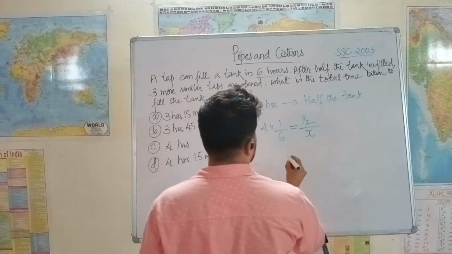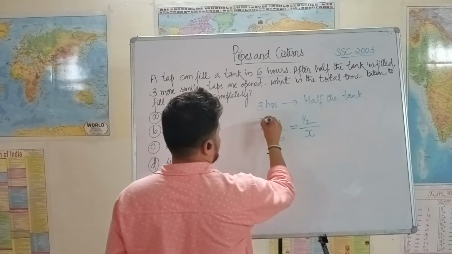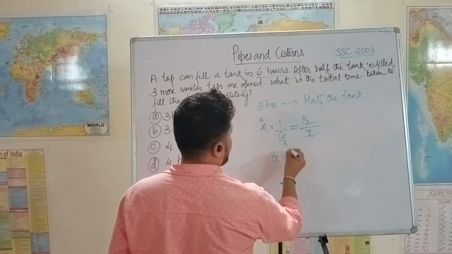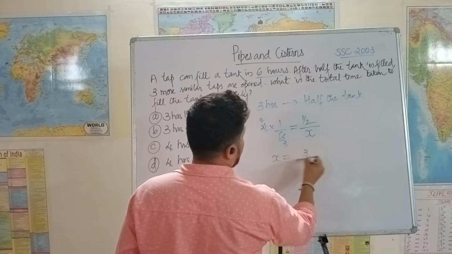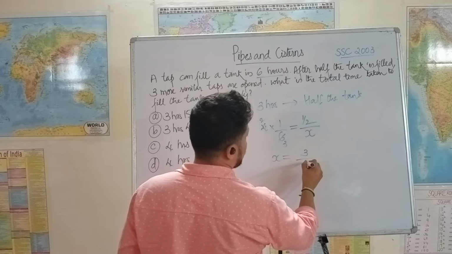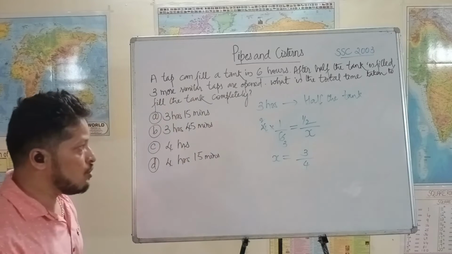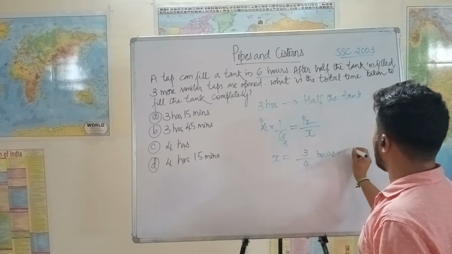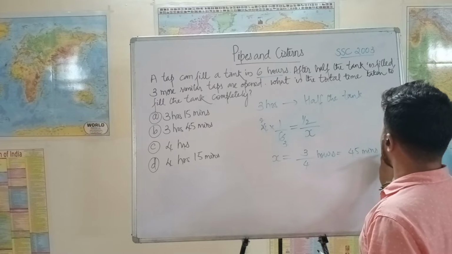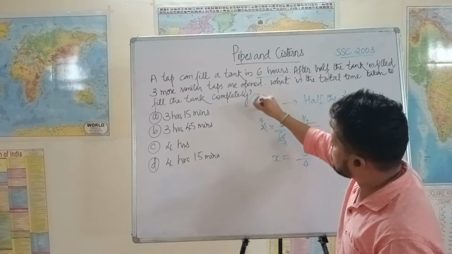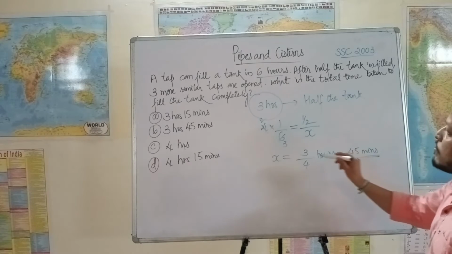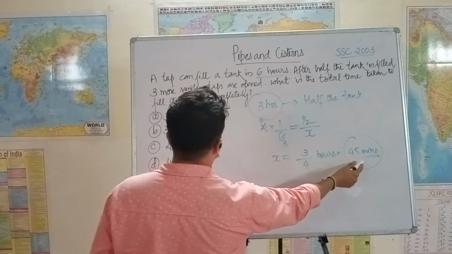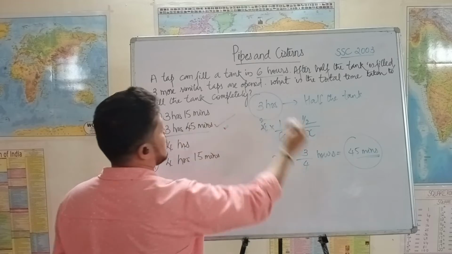So now let's see how we calculate this. 2 2s are 4, 2 3s are 6. So we'll take x to the numerator here. x is equal to this 3 will go to the numerator there, and 2 and 2 both are in the denominator, so 2 into 2 is 4. So x is equal to 3 by 4 hours, right? 3 by 4 hours is equal to 45 minutes. So first one tap was on for 3 hours and next 4 taps were on for 45 minutes to fill the entire tank. So the answer is 3 hours plus 45 minutes. Option B is the right answer.